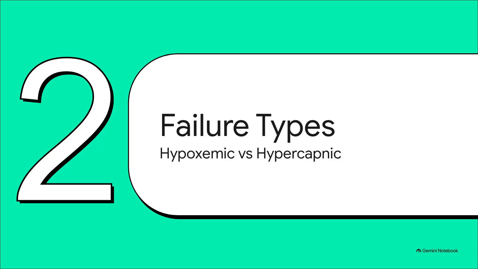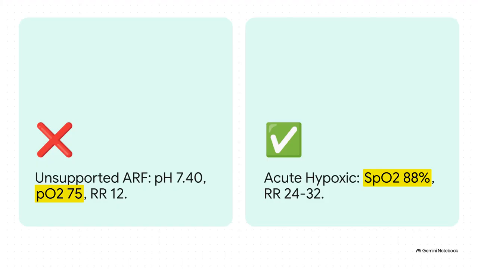Section 2. Hypoxemia versus hypercapnic failure. Let's get into the actual clinical criteria. Let's contrast a completely unsupported presentation with a clinically valid one. Say you have a patient presenting with a normal pH of 7.40, a normal CO2 of 36, a totally relaxed respiratory rate of 12, and slightly low oxygen, like maybe a PO2 of 75 on room air.